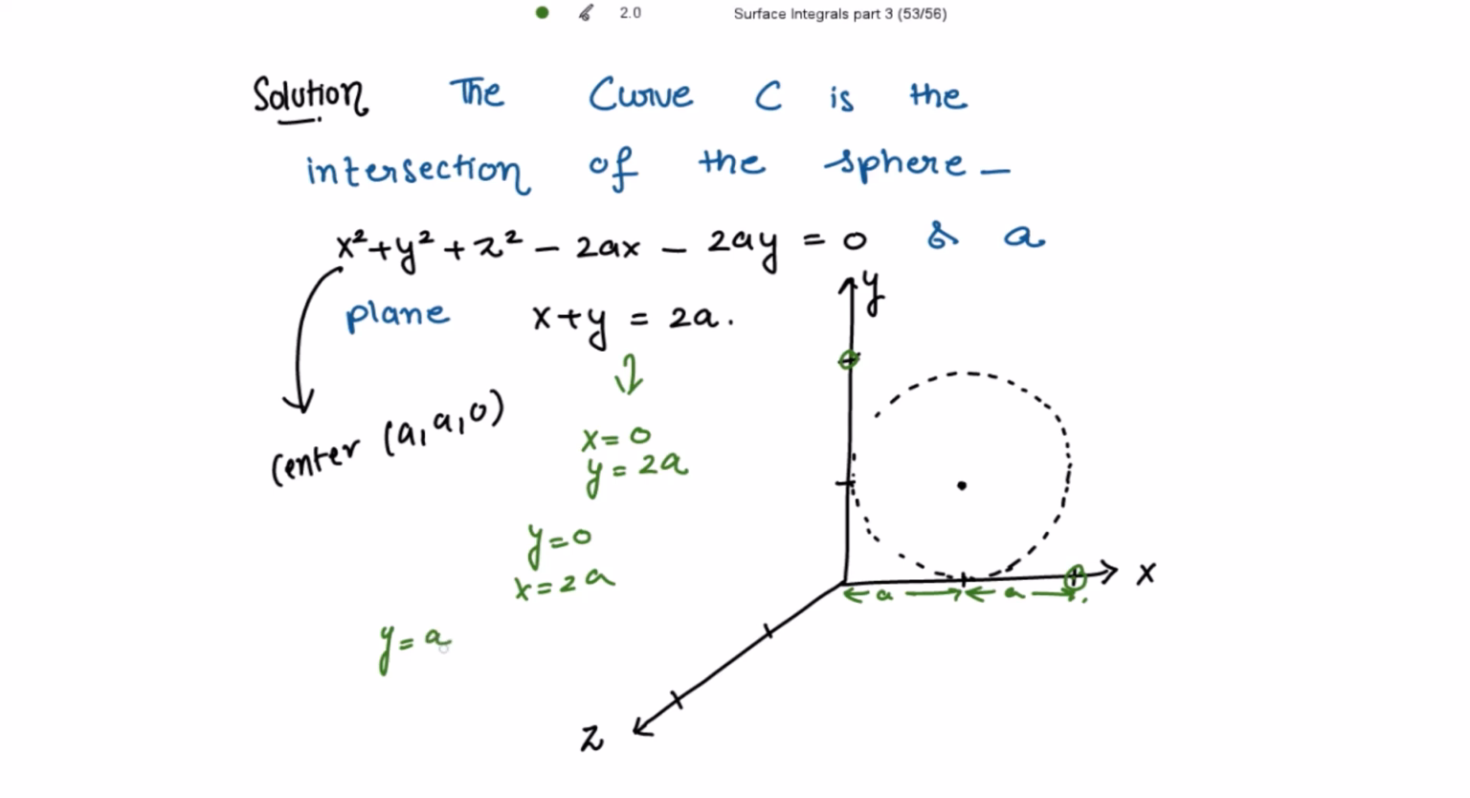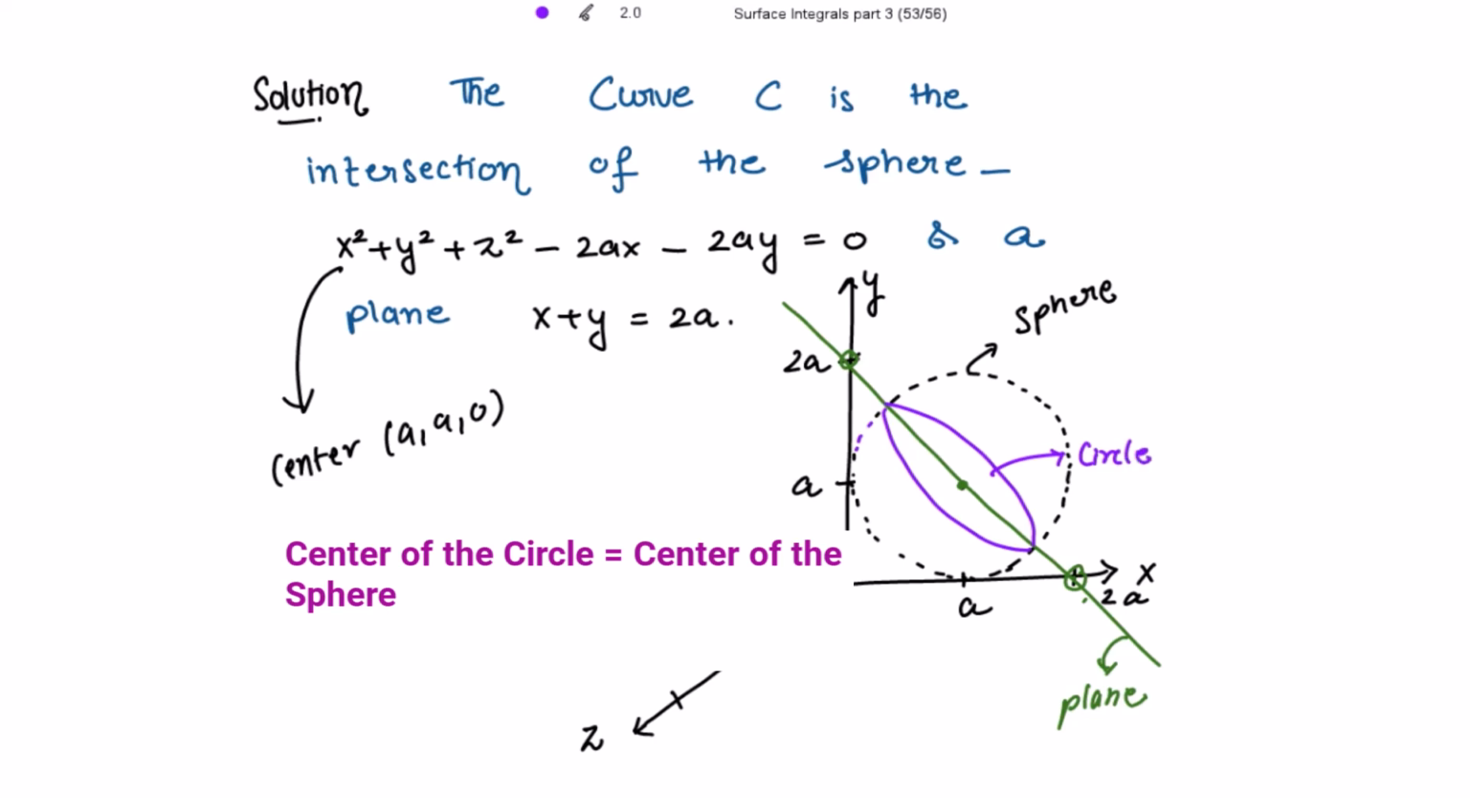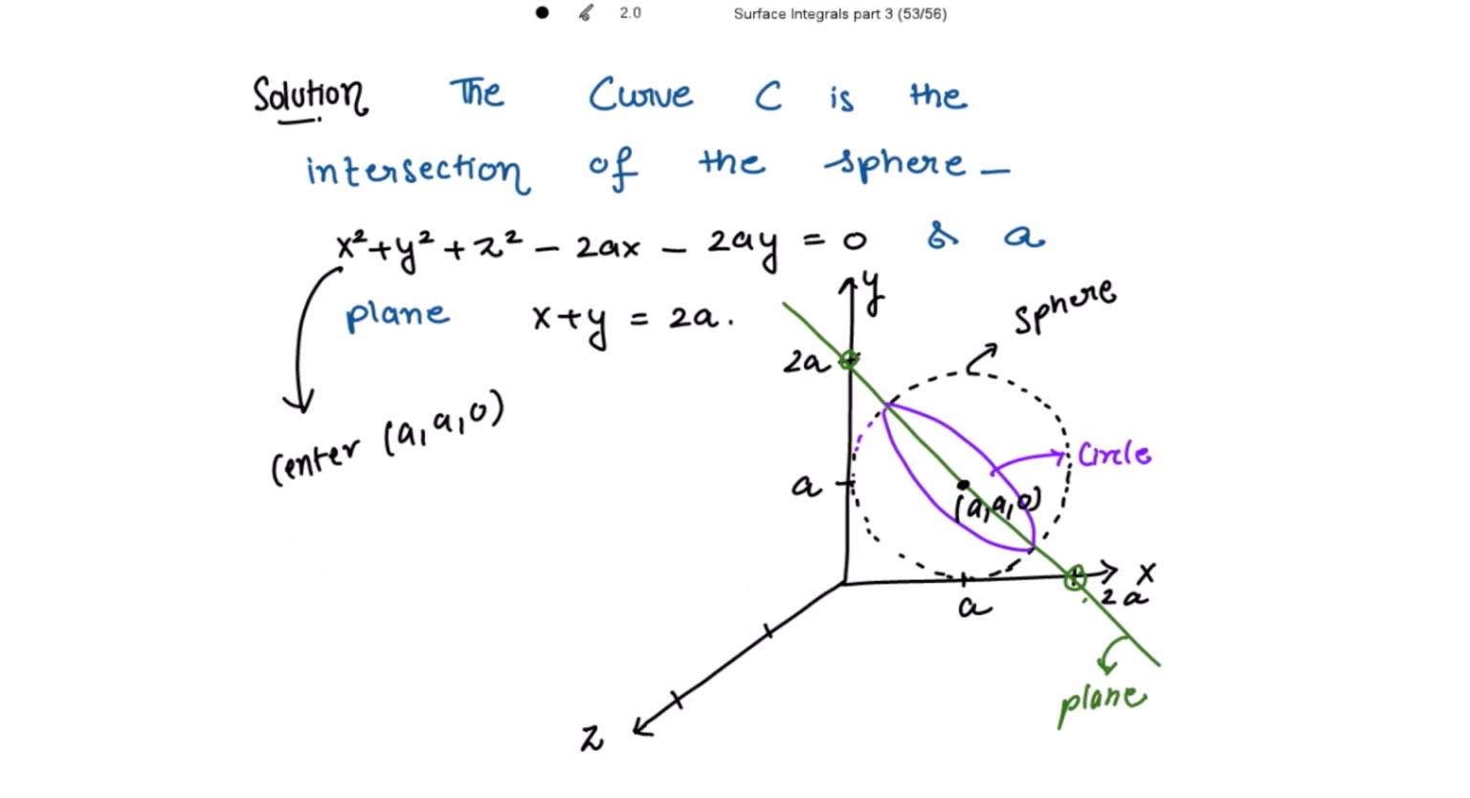And if I take y to be equal to a, I get the value of x to be equal to a. So that means at the center. So which means the plane passes through the center of the sphere, right? This is your sphere. This is your plane. And the intersection of the sphere and the plane is forming a circle. Since the center of this circle is also the center of the sphere, that is (a, 0, 0), the center of the circle and the center of the sphere is the same. So that means we are getting the great circle. So therefore I am getting C to be the great circle.